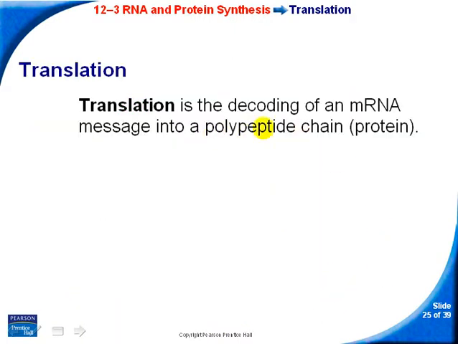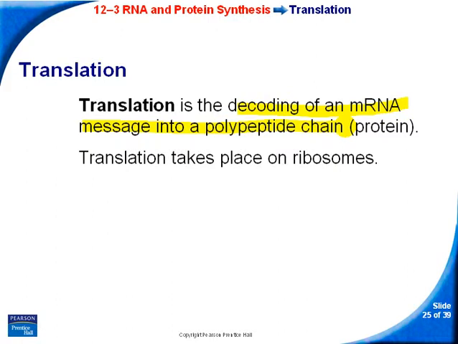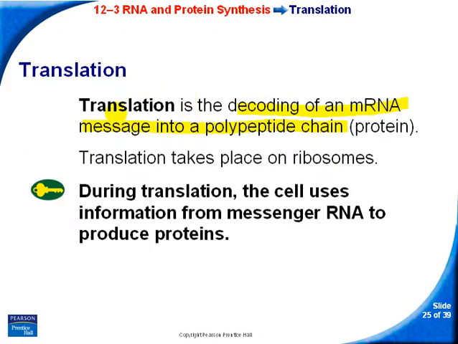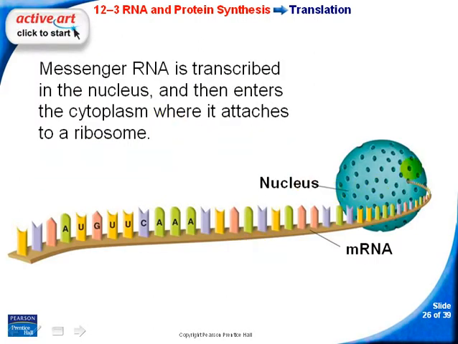What's translation? Translation is when the messenger RNA is decoded into a polypeptide chain. So far we've done transcription, which is the creation of an mRNA by copying the information of DNA. Now this is translation, where that mRNA is then taken and decoded into a polypeptide chain. And this is where the ribosomes come in. The cell uses information from the messenger RNA to produce proteins at the ribosome. So here's what it looks like. Here's our messenger RNA. It's leaving the nucleus through the pores. So it's transcribed in the nucleus, and then enters the cytoplasm and goes to a ribosome.